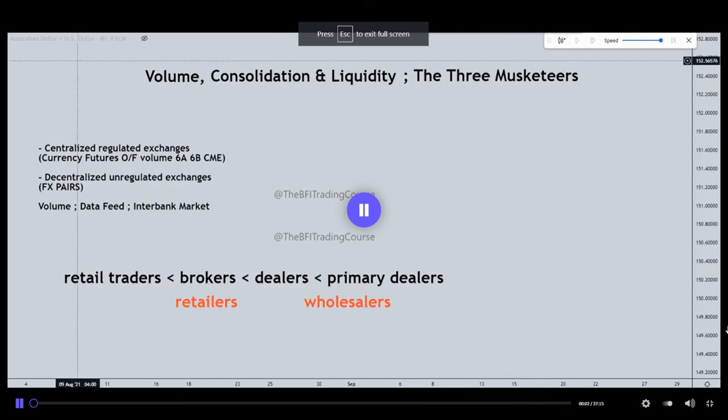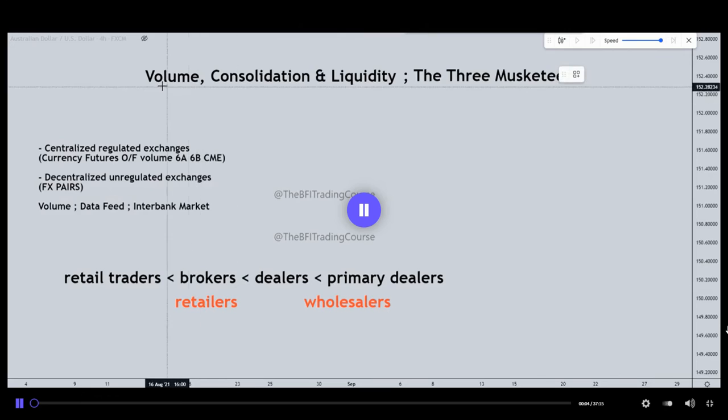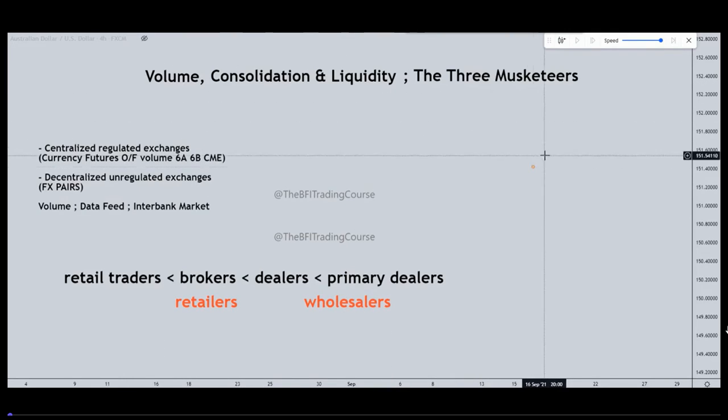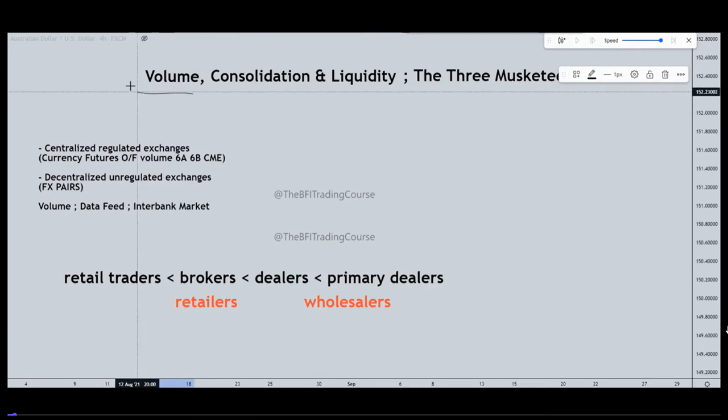Let's discuss the most important part of this series, which is volume, consolidation, and liquidity. We can call these the three musketeers. They pretty much come together, joined up, and we're going to try to break each one down and understand what it means. Let's start with volume. This is a huge topic, but there's different kinds of volume.